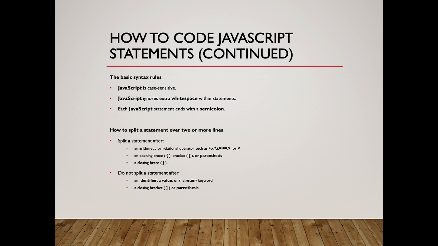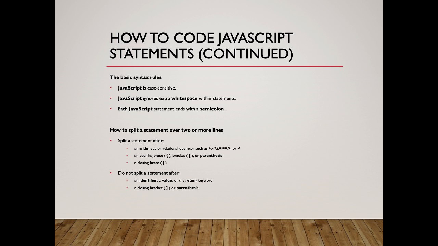The basic syntax rules are that JavaScript is case sensitive, so you can have two different variables with different capitalization, and you can use both of them. If you type something that's all uppercase, that's the usual syntax for a constant, whereas if you did something that's either Pascal case or camel case, they are two different things. So it's case sensitive, it ignores extra white space within statements, and each JavaScript statement ends with a semicolon. Or if it doesn't, then the compiler will automatically put that in.